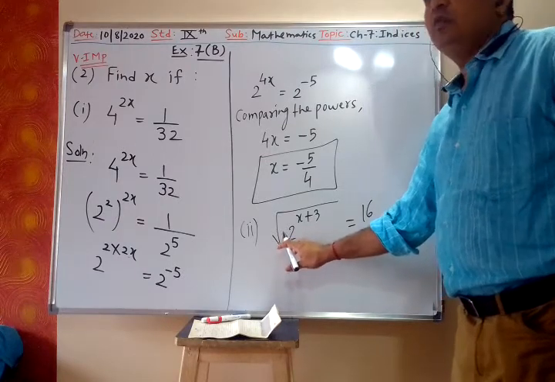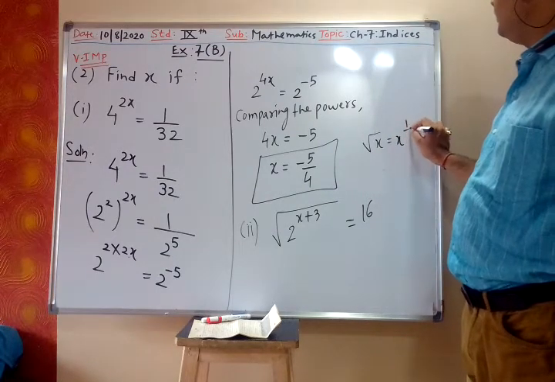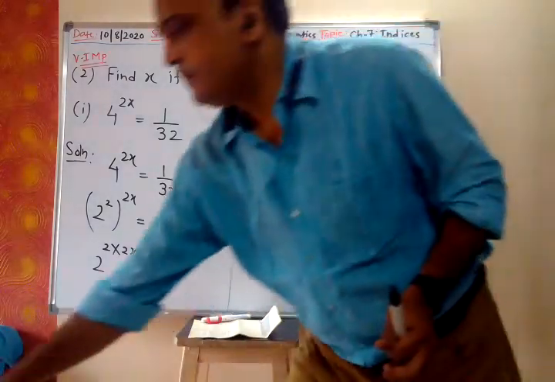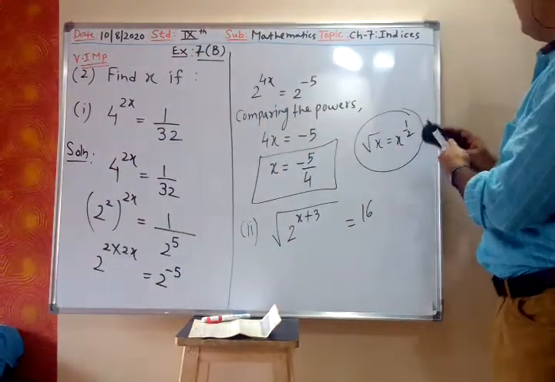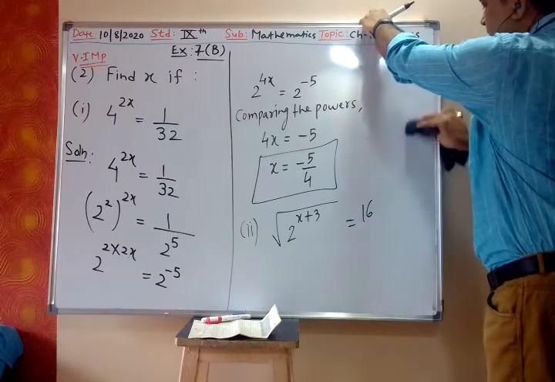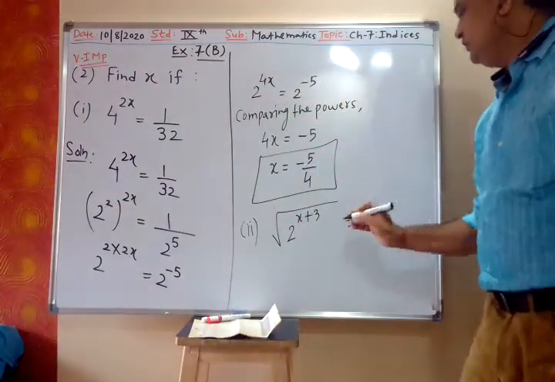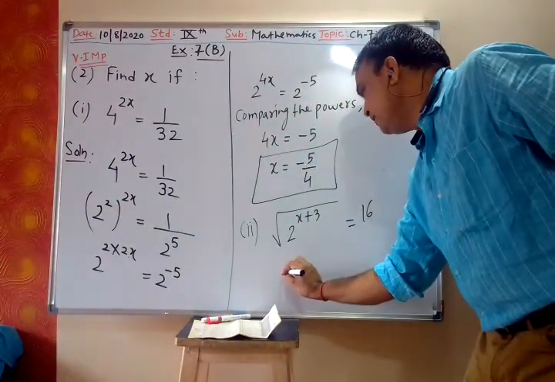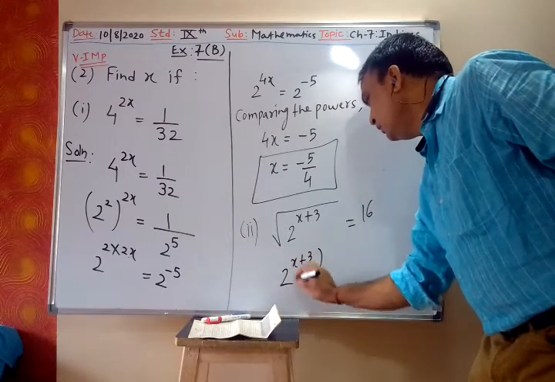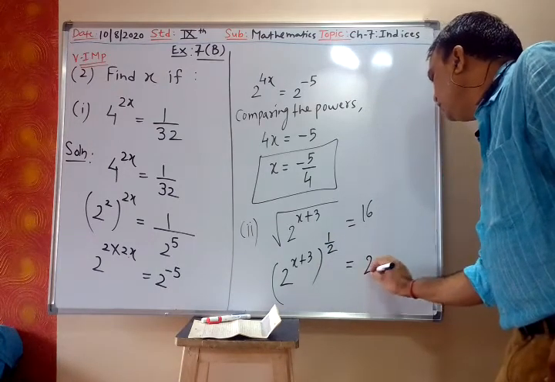Square root of x, we always write x raised to half. Square root means the power is half. So this you can write 2 raised to x plus 3 raised to half. Are you getting? And 16 I can write as 2 raised to 4.